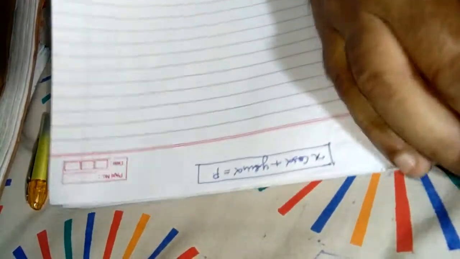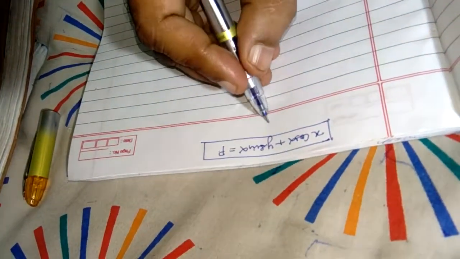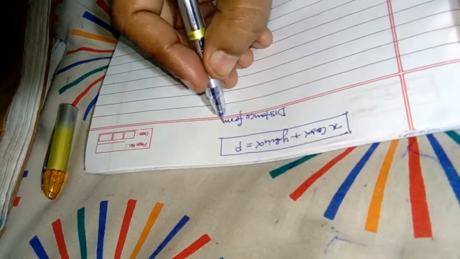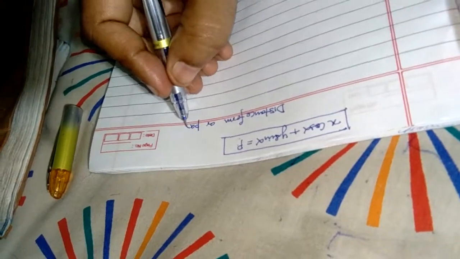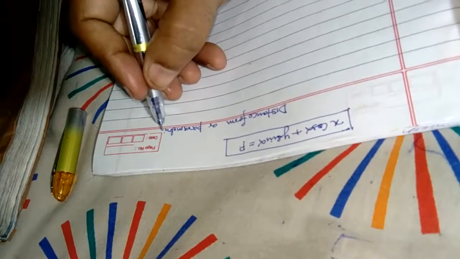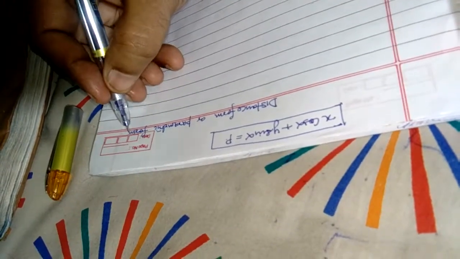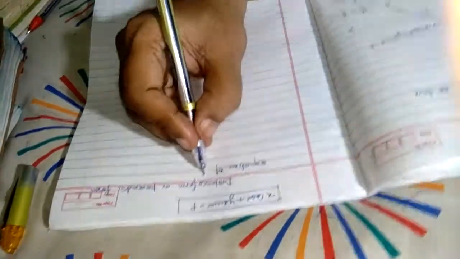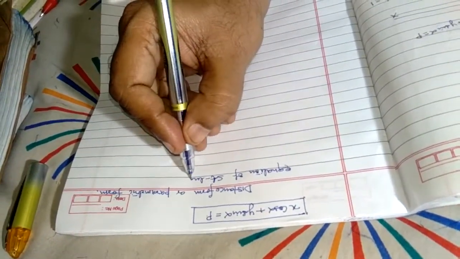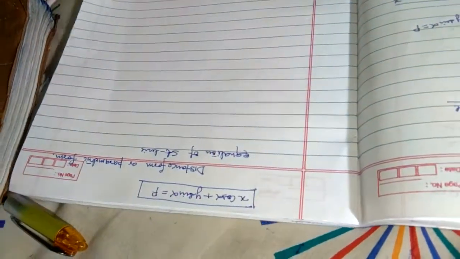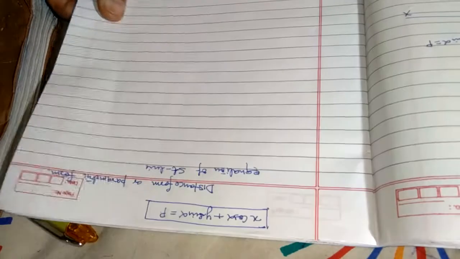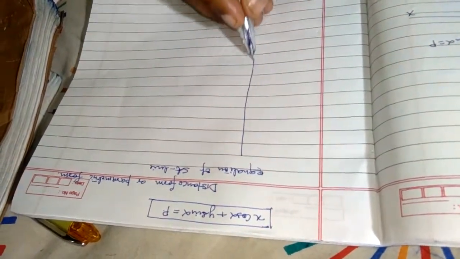Now we are coming to the distance form or parametric form of equation of a straight line. Now here we are going to find out the distance form of equation of a straight line, or parametric form of equation of a straight line. So for that, we have just taken the coordinate axis.